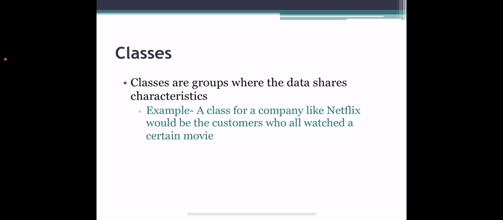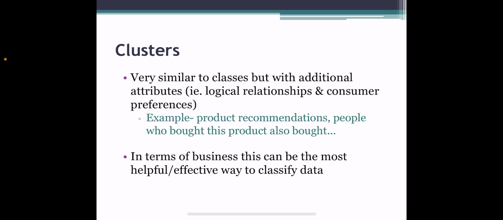For example, a class for a company like Netflix would be customers who all watched a certain movie. Like when there is a movie, everyone that has watched that movie can be all grouped into one class and named a class. Clusters are very similar to classes but with additional attributes. For example, logical relationships and consumer preferences.